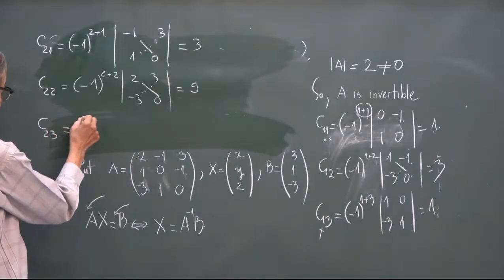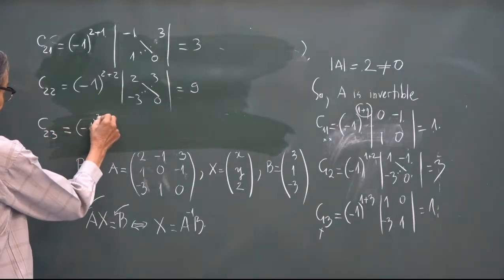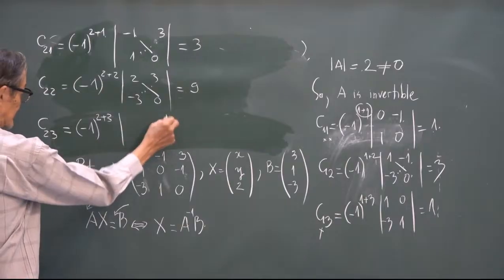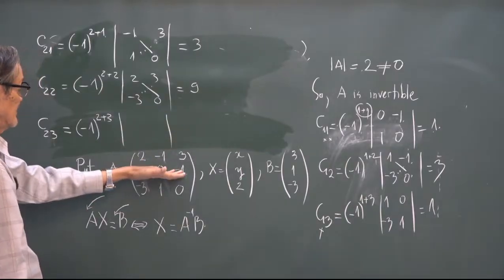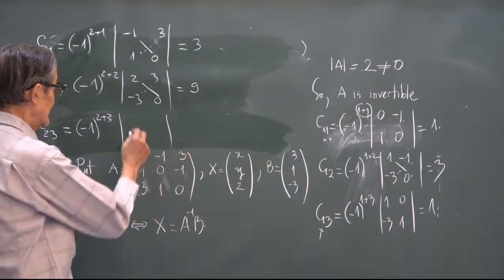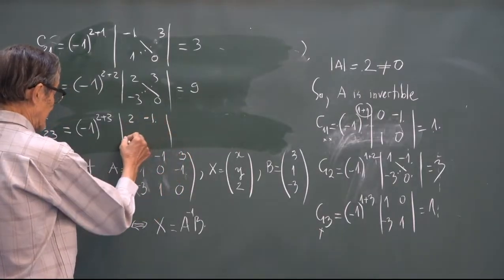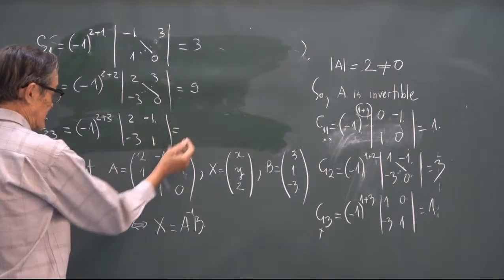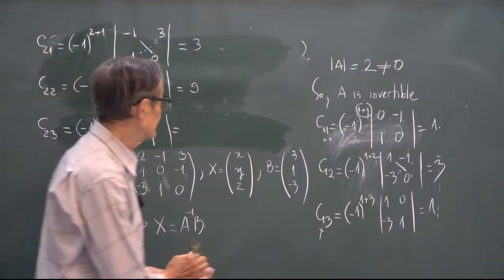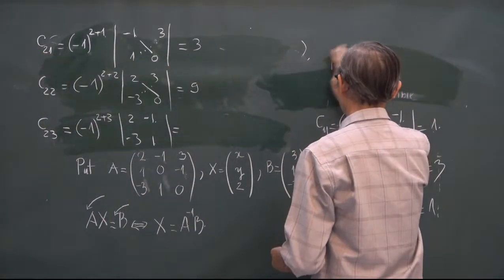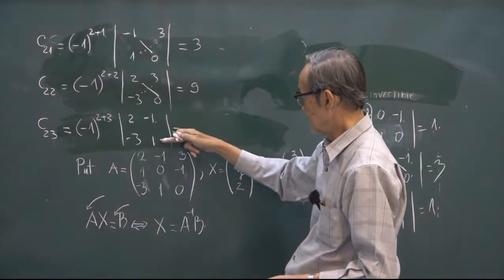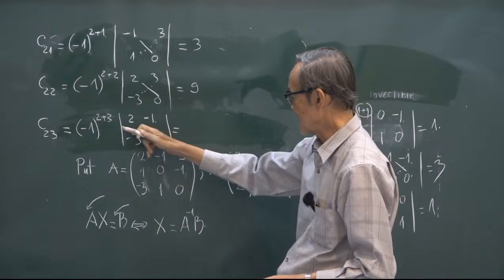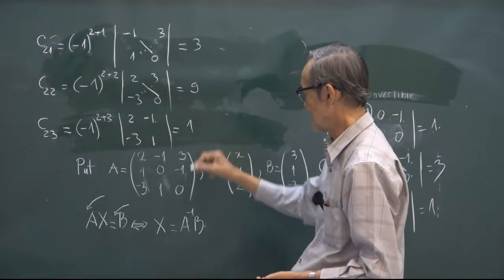C23, 2 plus 3. Delete row 2, delete column 3. Row 1, row 3. Okay. 2 minus 3 minus 1 minus 1.